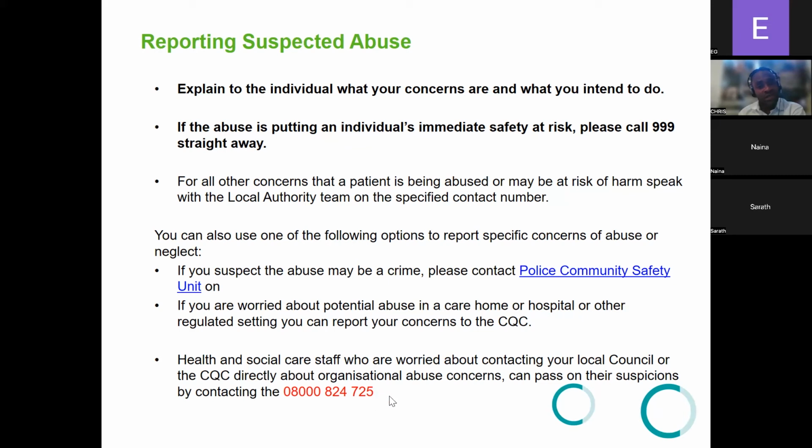And then a whistleblowing policy will protect you. You'll not be in danger. If you are social care staff who are worried about contacting the local council or the Care Quality Commission directly about your organization's and organizational abuse concerns, you can pass on other suspicions by contacting these numbers or whatever number the local authority has.